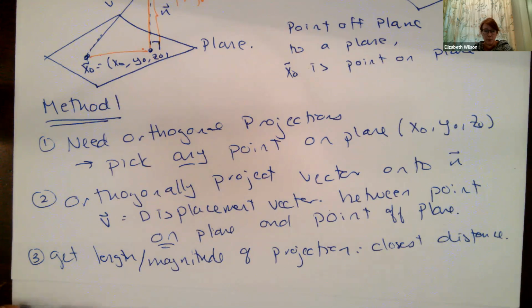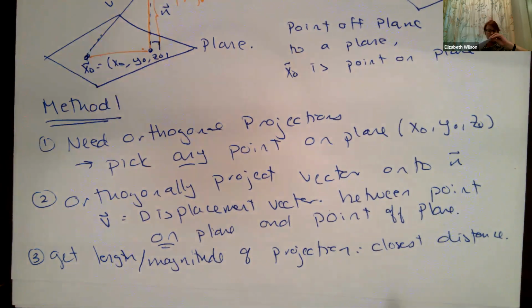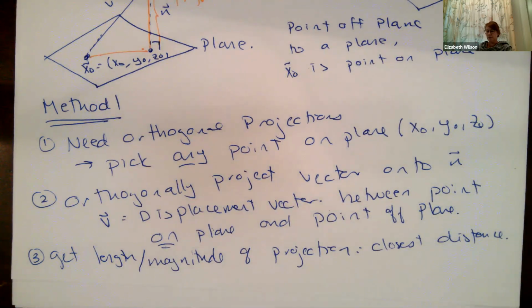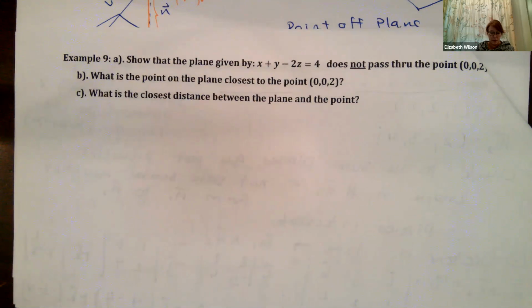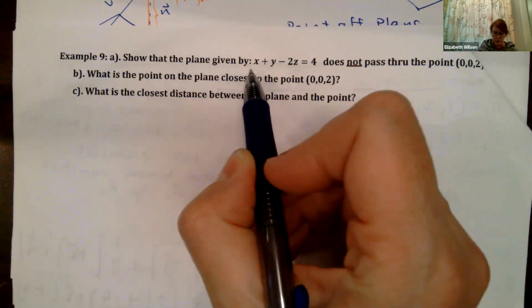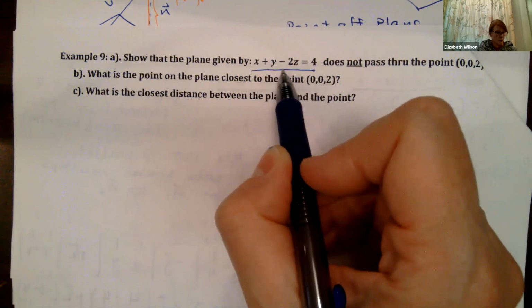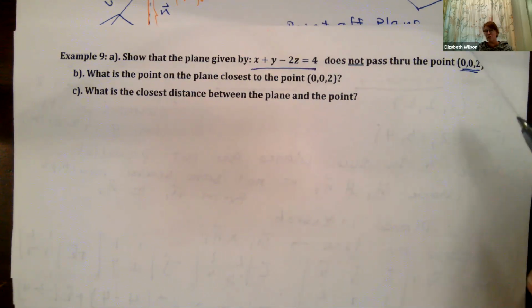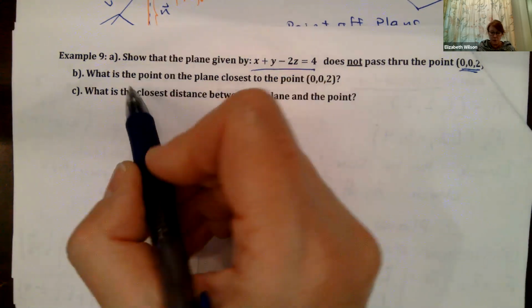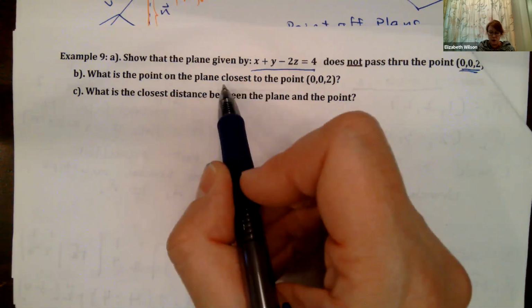And we'll do an example so you can see method 1. And we'll do an example of method 2. Okay. So example 9, we're going to use method 1 to begin with. So, example 9 says, show that the plane given by this equation here, x plus y minus 2z equals 4, does not pass through the point 0, 0, 2. So we want to make sure that 0, 0, 2 isn't sitting on the plane. Then we want to find out what's the point on the plane closest to this point here.